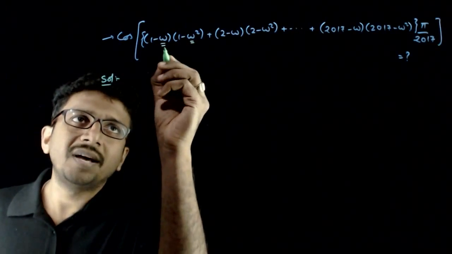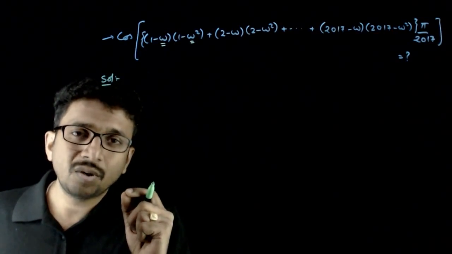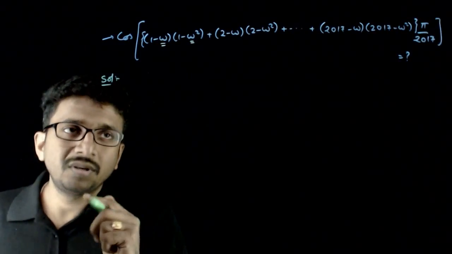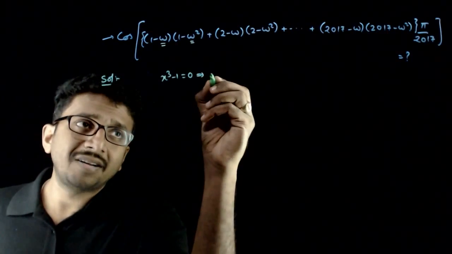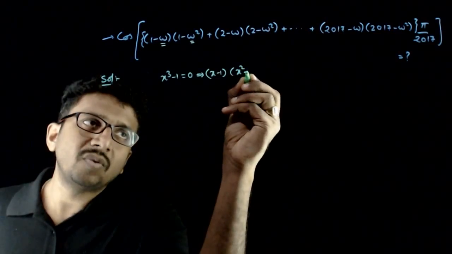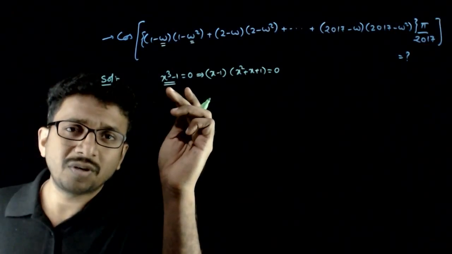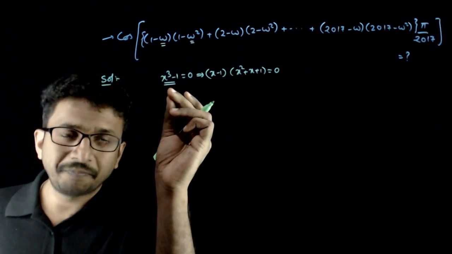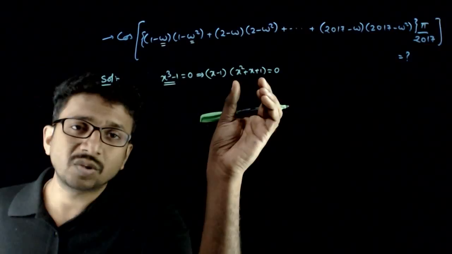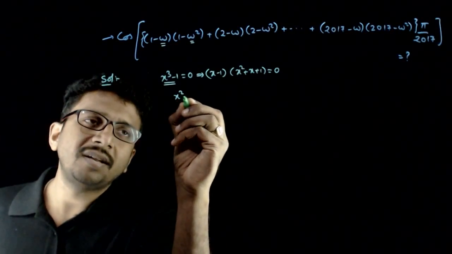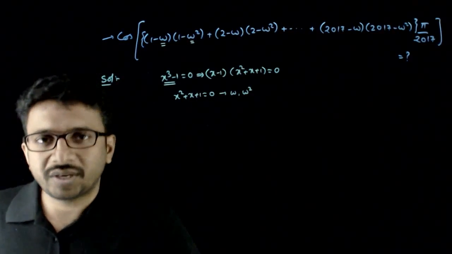We know that if omega is the complex cube root of unity, what is the quadratic equation for which omega and omega square are the roots? We know that x cube minus 1 is equal to 0. On factorization you get (x minus 1)(x square plus x plus 1) is equal to 0. This corresponds to the equation for cube roots of unity. One root is x is equal to 1. The other roots, omega and omega square, come by solving x square plus x plus 1 is equal to 0.